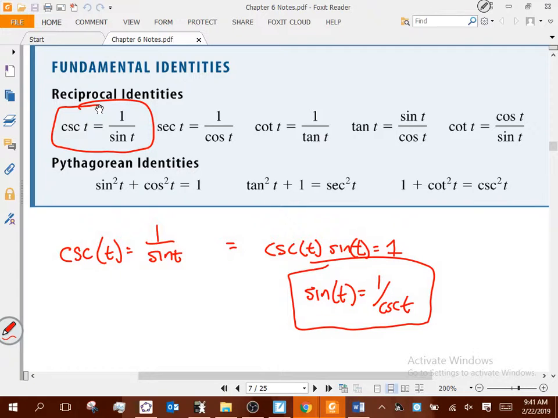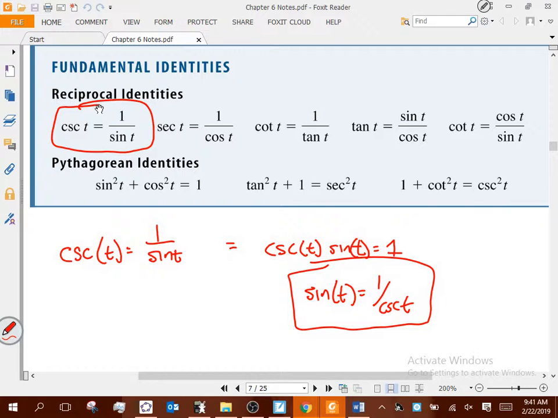Okay, so secant is 1 over cosine, but 1 over secant is the same thing as cosine. Okay, 1 over tangent is the same thing as cotangent, but 1 over cotangent is the same thing as tangent. Okay, and we can do that little game with all those.